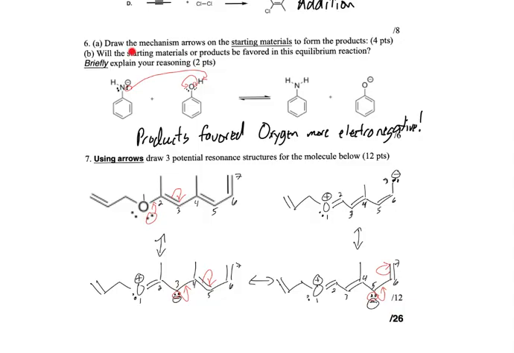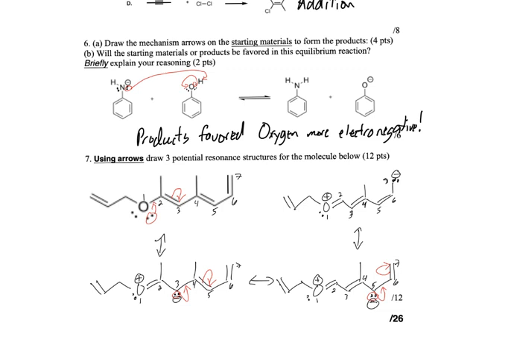So for this one, draw the mechanism arrows on the starting materials to form the product. So I need arrows here. So nucleophile and electrophile. Which bonds need to be formed, which bonds need to be broken. I need to make a new NH bond, and I need to break an OH bond. So electrons are going to flow from the negatively charged nitrogen, because that's going to be forming a new bond there. The electrons between its OH bond are going to go to the oxygen, and that's what's going to have more electrons there. So that's a negative charge now.